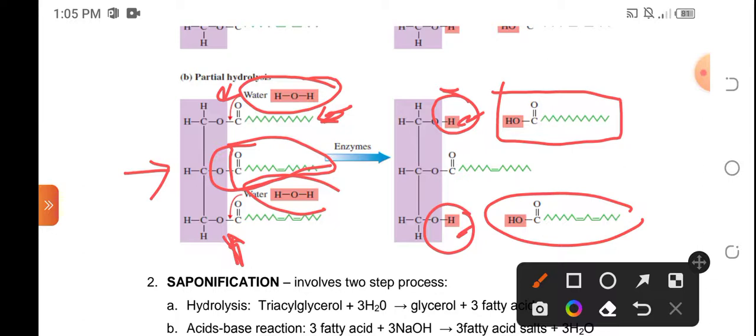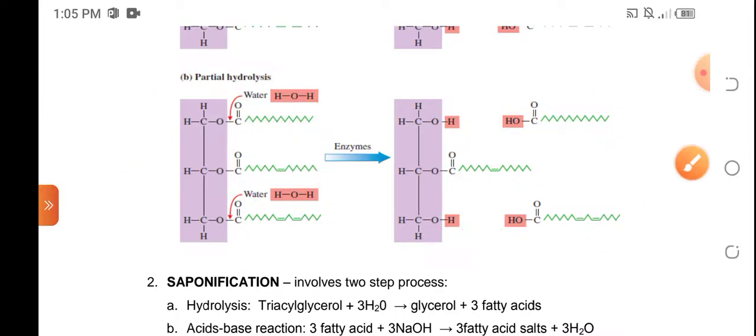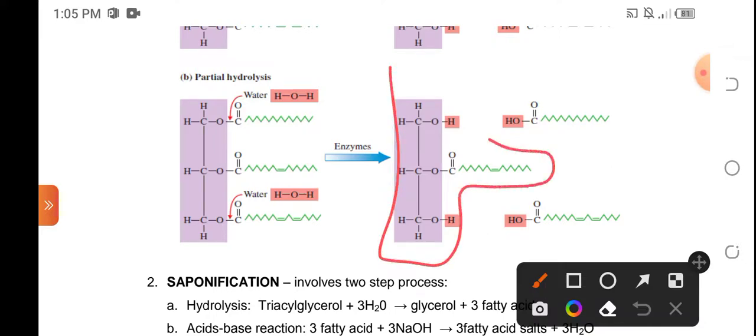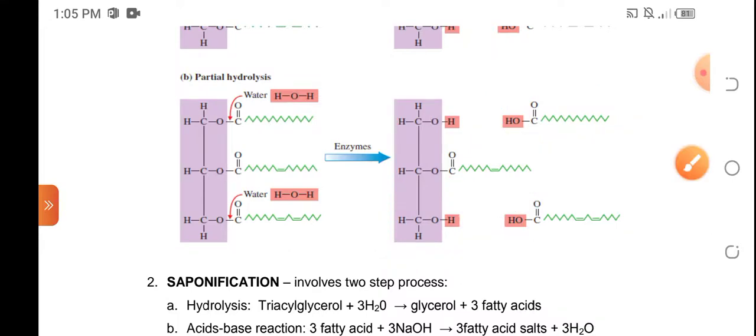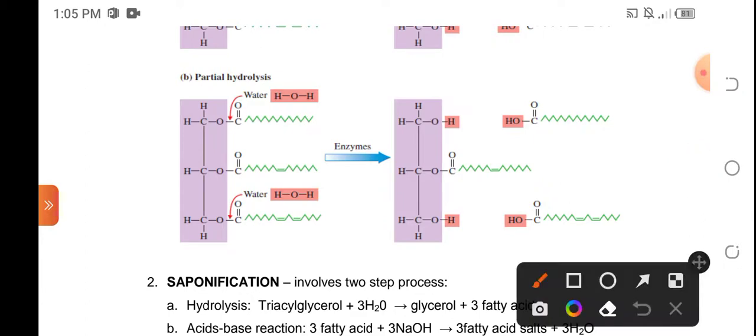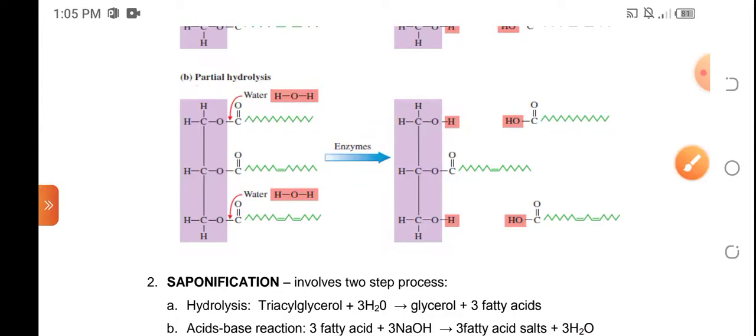Okay. With this, we are producing three products during partial hydrolysis. So one is the monoacylglycerol. Monoacyl kasi iisa na lang yung acyl group niya. Okay? Isa lang yung naiwan. And the two fatty acids that were separated from the triacylglycerol. Okay? So that's the difference between partial and complete hydrolysis. And of course, since a while back sabi natin na sa digestion nangyayari ito, there are of course certain enzymes that will help the reaction.